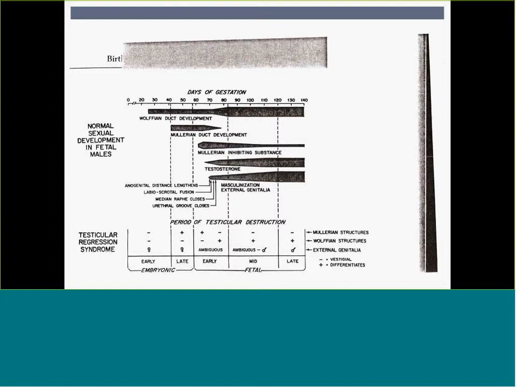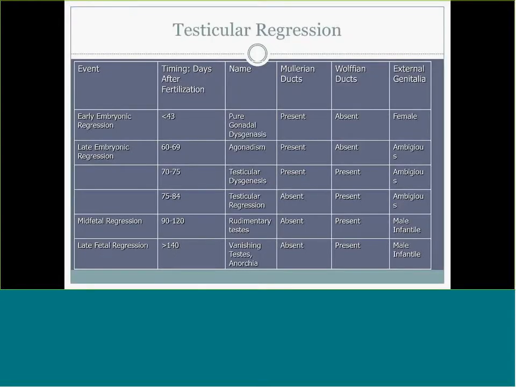So if they die very early or they never form, you get what's called Swyer syndrome, and it's completely female, internal organs are female. But it happens in fetal life. You're going to have someone who has no structure, has Wolffian structures, but the external genitalia is ambiguous. And those regressions are associated with genetic issues. So here it's just in a table form.